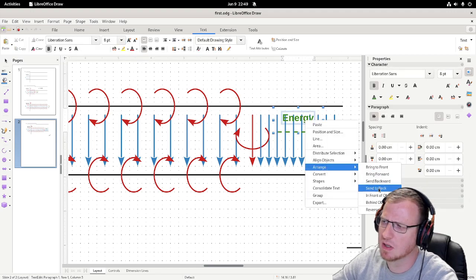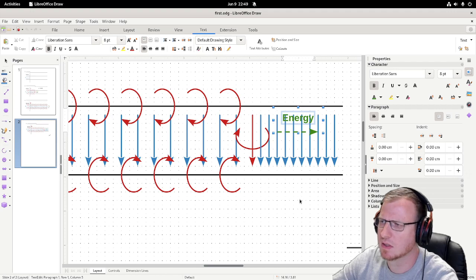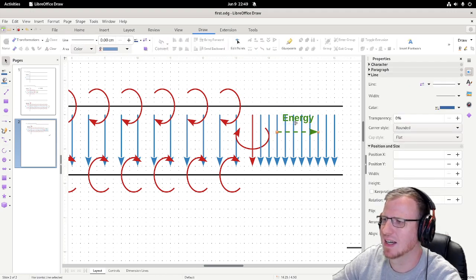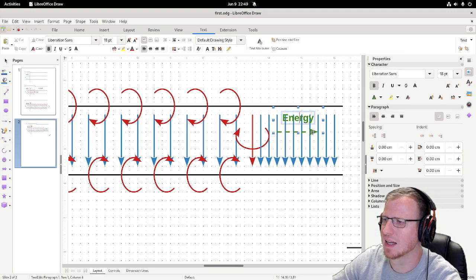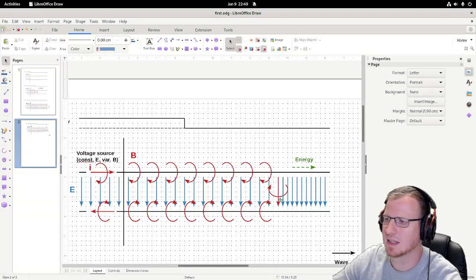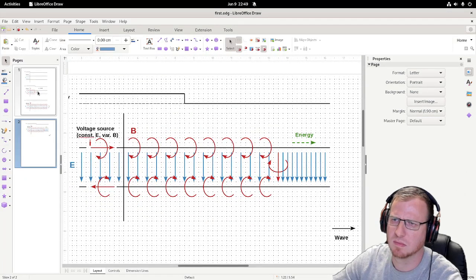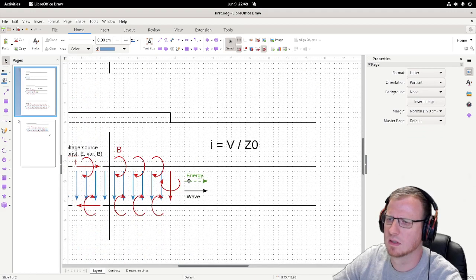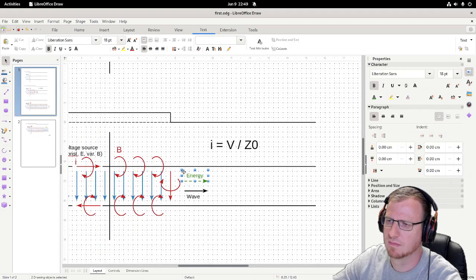Arrange, bring to front. Is it better? I think I make it like that. The energy, yeah. Oh, that's better. That's way better. Oh, come on.